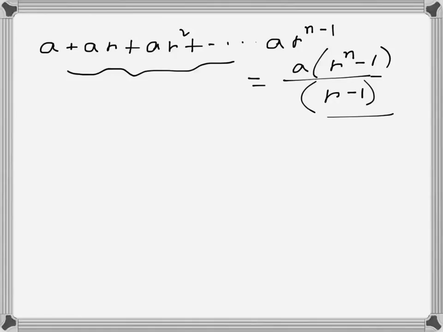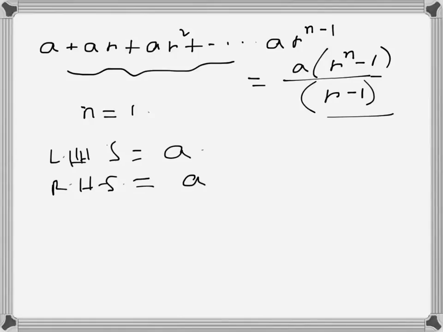So first I will start with n equal to 1. When that happens, the left hand side is basically just a, and the right hand side becomes a. r to the power n is r to the power 1, so r minus 1 over r minus 1 just gets cancelled, and it's just a here. So the left hand side is equal to the right hand side.